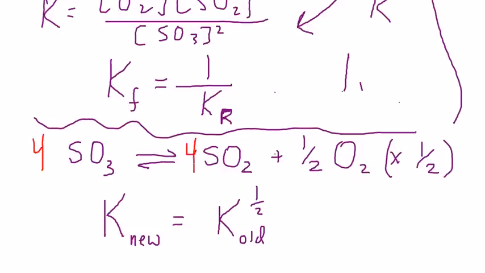4, 4, and then this becomes a 2. If we've multiplied everything by 4, then this new K would be the old K raised to the 4th power. So when you multiply through by a new set of coefficients, you change the K by raising it to that new power.